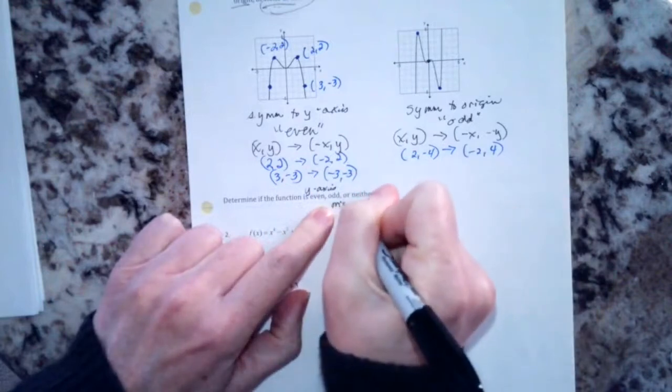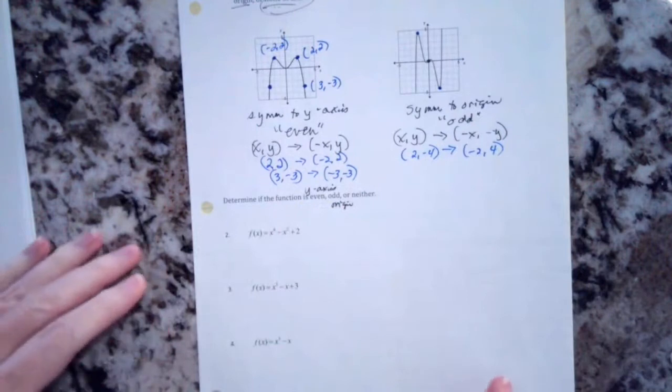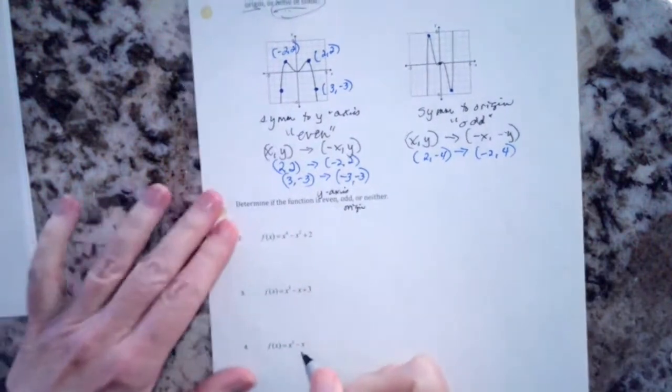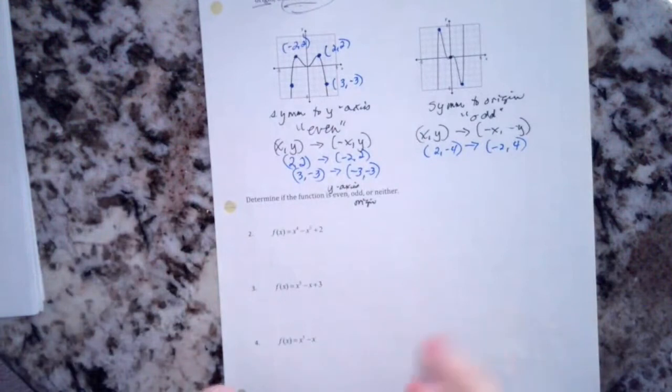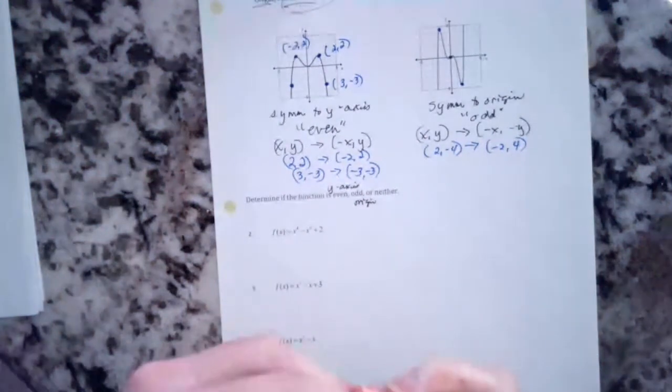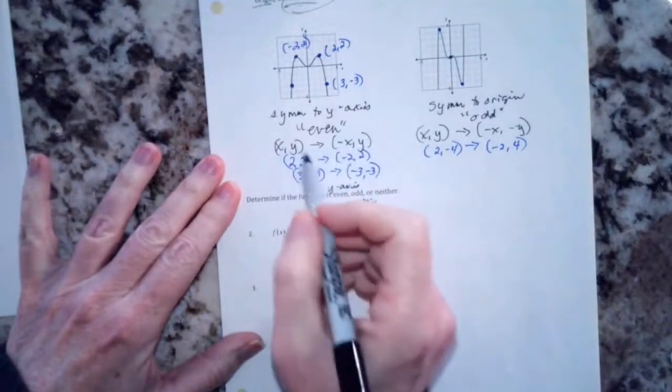Odd is origin symmetry. And anything else is neither. So let's look at how we're going to determine it here. I'm going to show you the way that you do it if you're thinking mathy, and then I'm going to show you the shortcut. So the mathy way is to test this concept.